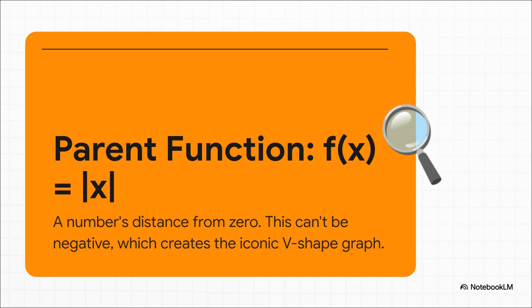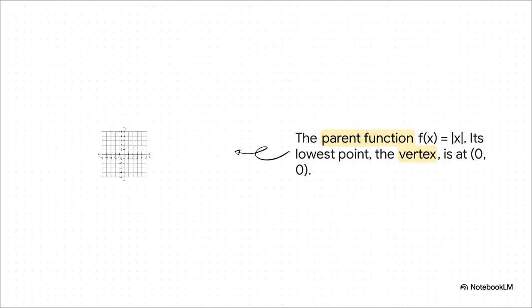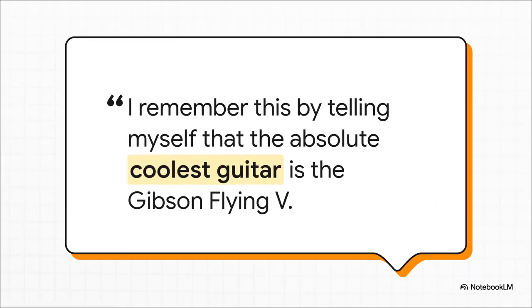And that's the secret to the V-shape. The graph can never dip below the x-axis because as soon as those x values go negative, the absolute value makes them positive again, perfectly mirroring the other side. And here she is in all her glory, the parent function. f(x) equals the absolute value of x. See that point right at the bottom, where the whole thing pivots? That's called the vertex. And for our original parent function, that vertex is sitting nice and tidy right at the origin, (0, 0). I absolutely love this little memory trick from the source material. If you ever have a brain freeze and can't remember the shape, just picture the absolute coolest guitar out there, the Gibson Flying V. It's kind of goofy, but trust me, it works.